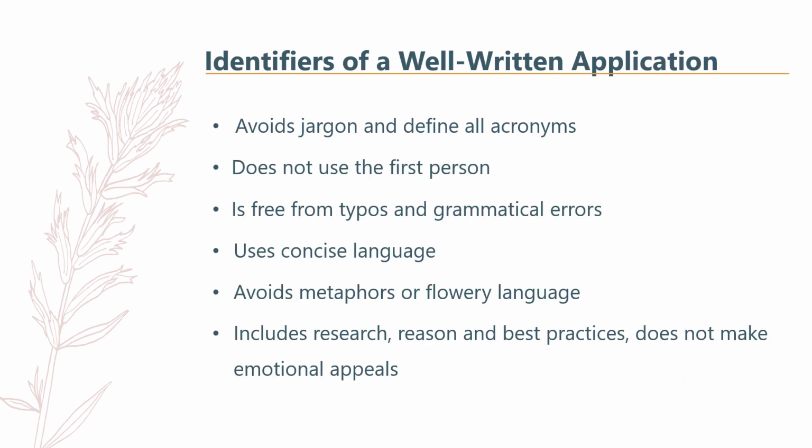Some of the identifiers of a well-written application include avoiding jargon and defining any acronyms, not using the first person, being free from typos and grammatical errors, and using concise language. We like an application that avoids metaphors or flowery language. That's perfectly appropriate in creative writing, but in a grant application we want this to be concise and clear, and it needs to include research, reason, and best practices. Nothing that's just an emotional appeal, like "I feel like this would be a really great program in my area." No, it needs to show that there's something quantifiable and a goal that they're really looking towards.